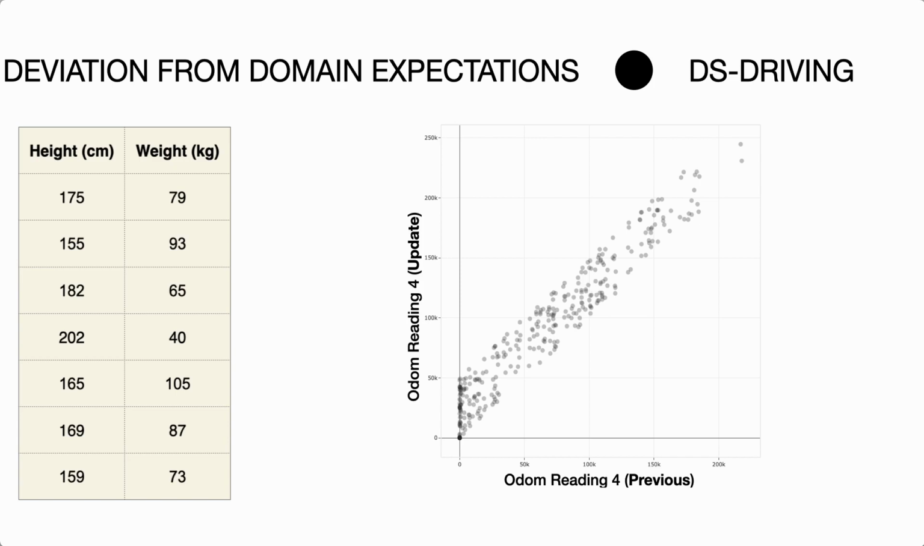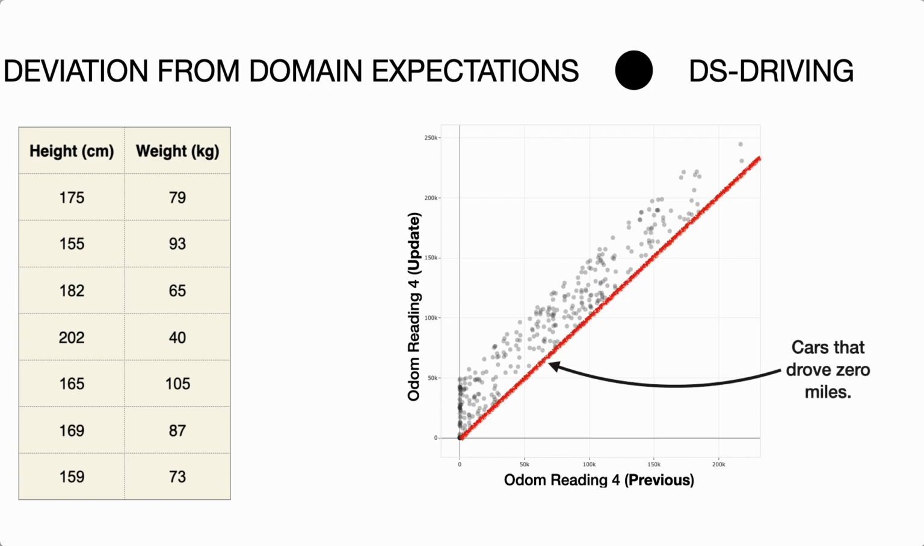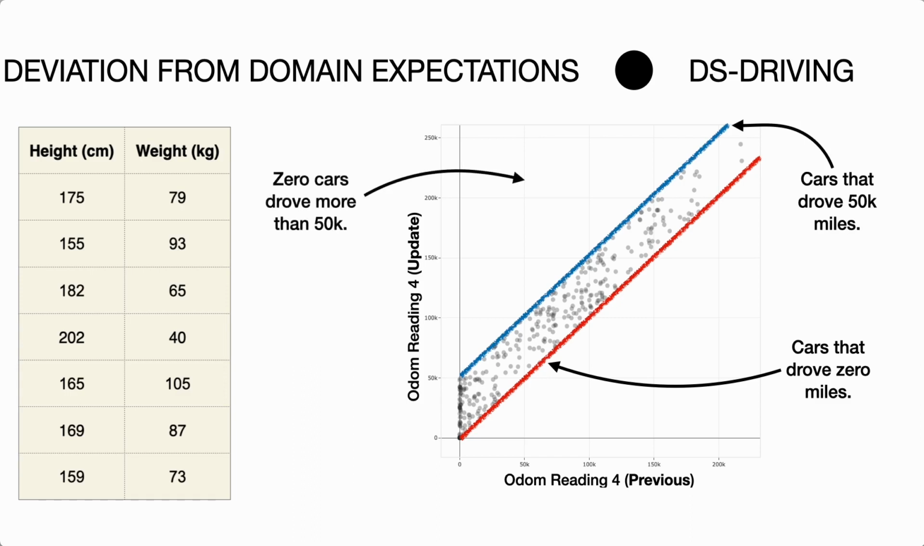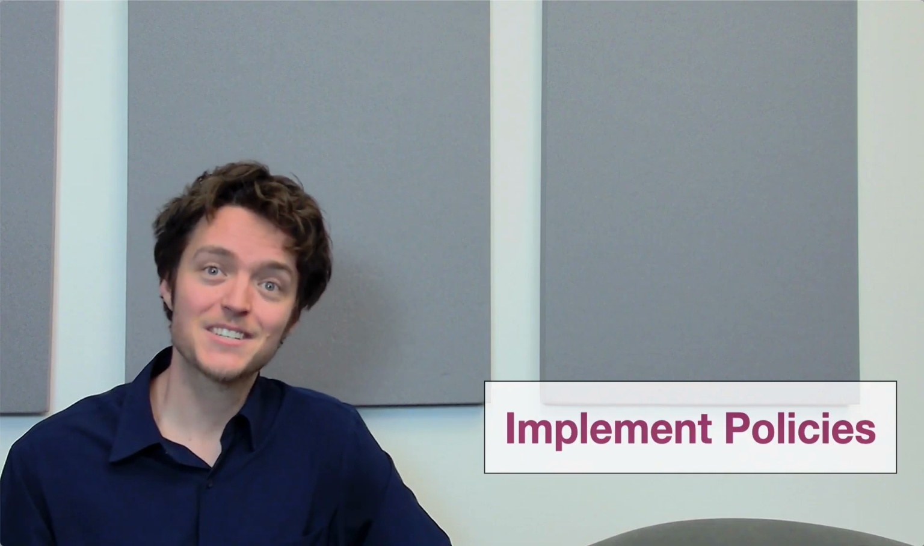The points on this line correspond to cars that drove 0 miles in this time period. Similarly, the cars on this line drove exactly 50,000 miles. We can notice in this plot here that there are 0 cars that drove more than 50,000 miles, despite many driving near the boundary. That brings us to our last main point.